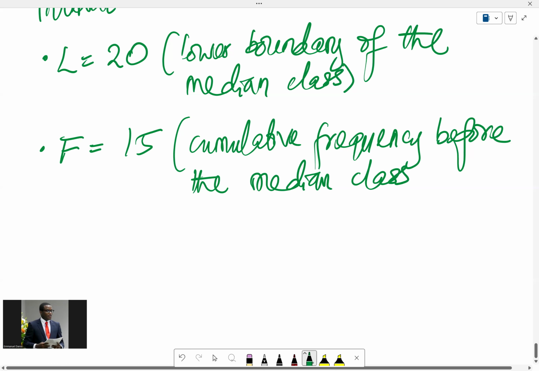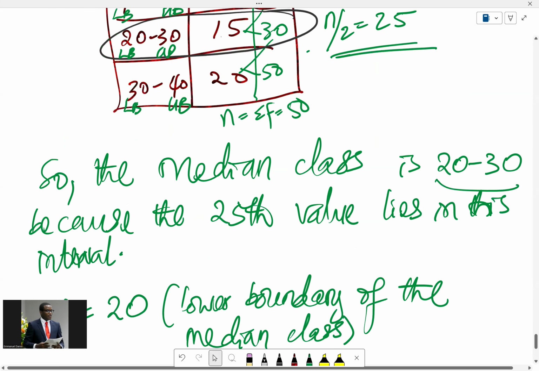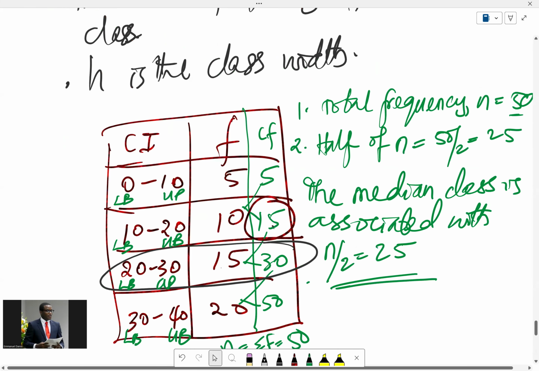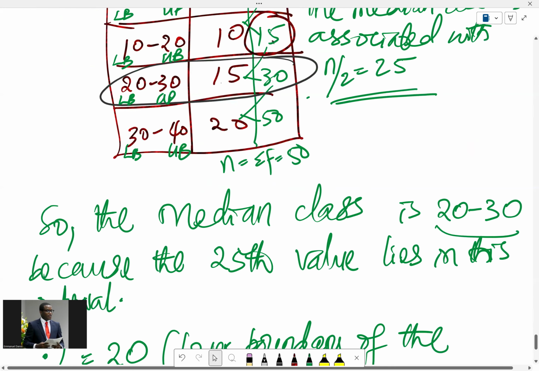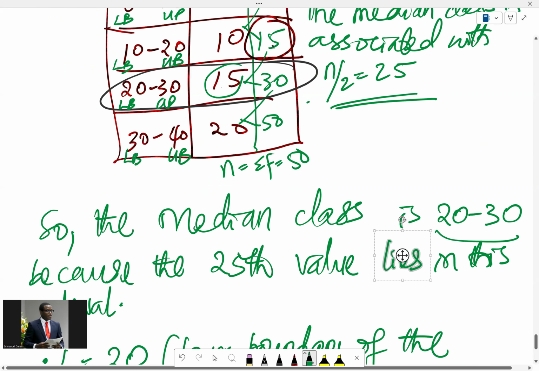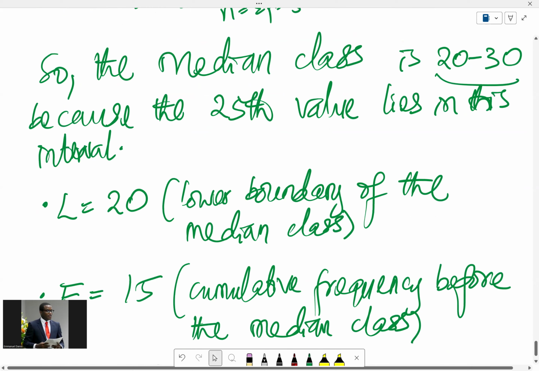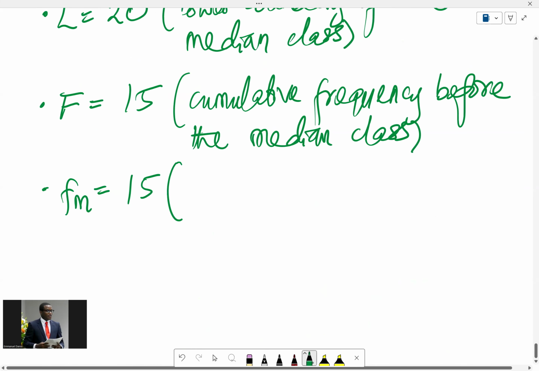Okay. Then we also need small fm now. It's actually 15 too because that is supposed to be the frequency of the median class. Small fm is the frequency of the median class. So the median class is 20 to 30, so its own frequency is 15. Interestingly, it's just like before. So fm is 15 as the frequency of the median class.